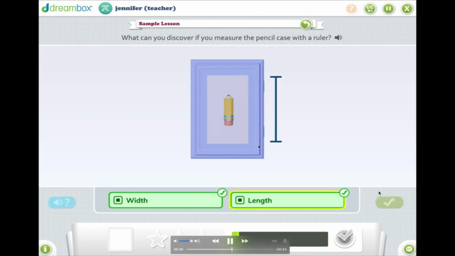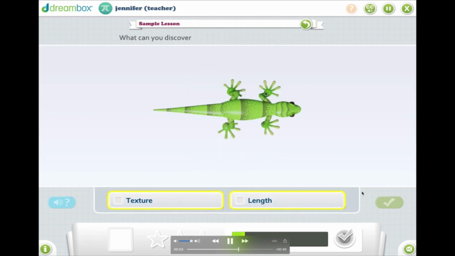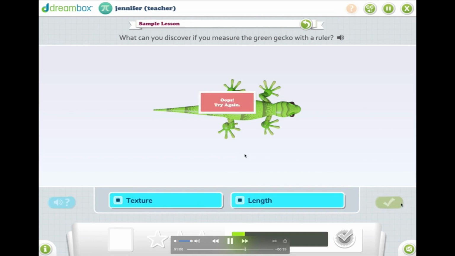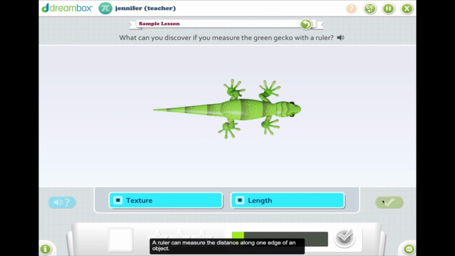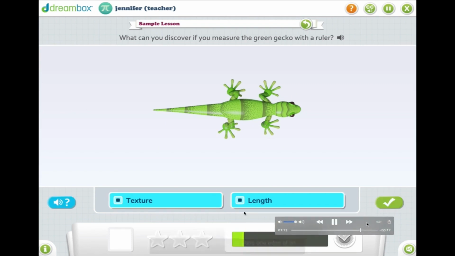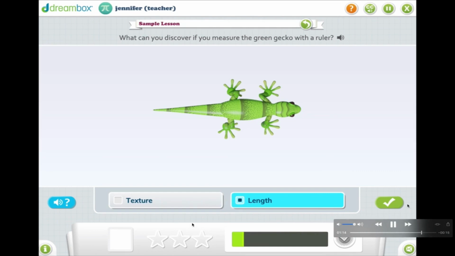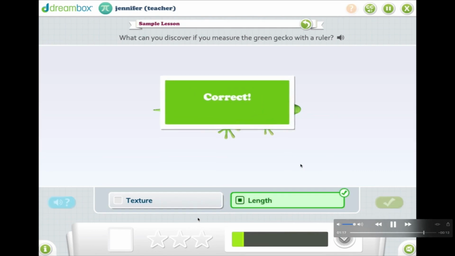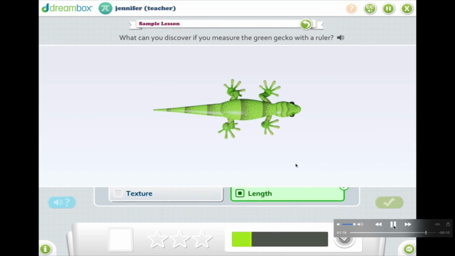As you can see, we have scaffolding to help them with their vocabulary acquisition, width and length. You saw the lines go across and up. And then here we're asking again, what can you measure the green gecko with a ruler? You'll see the specific scaffolding. And when a student gets it right, they move on.